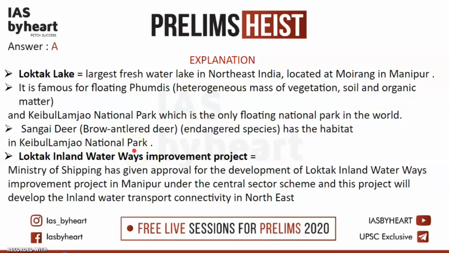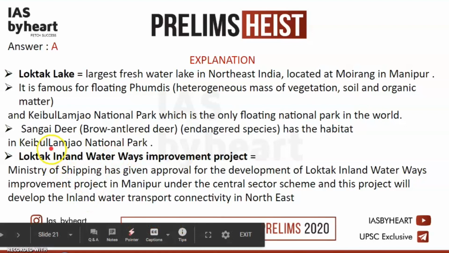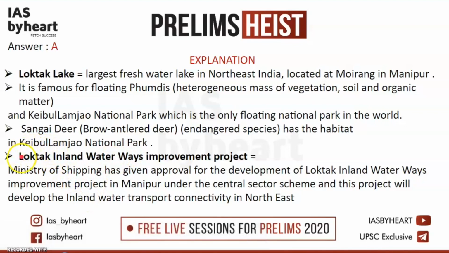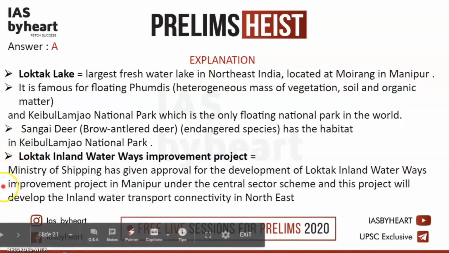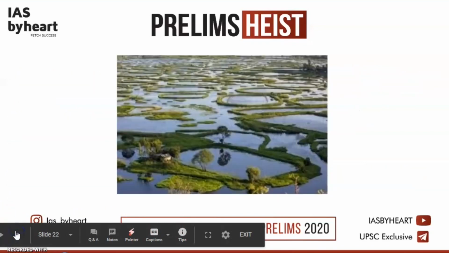It is also one of the 7 Ramsar sites of international importance. That's nothing but our Loktak Lake. In that Loktak Lake, there would be one project called the Loktak Inland Waterways Improvement Project. Ministry of Shipping has given this approval. By developing this project, we will develop the inland water transport connectivity in the northeast. So this is about this question.